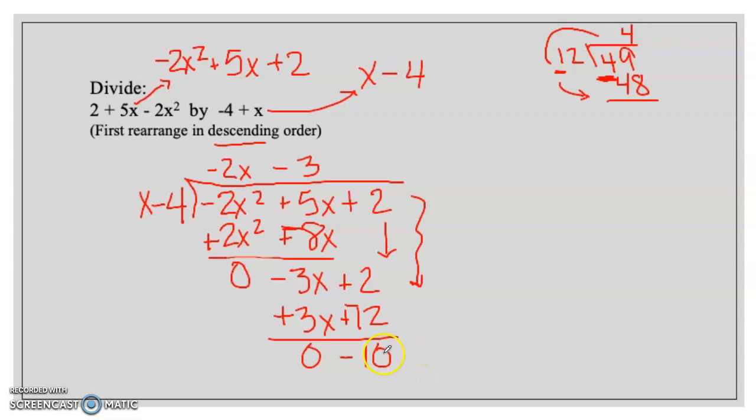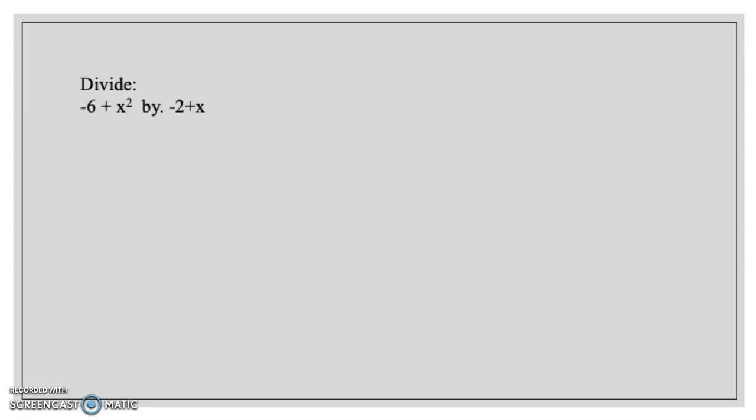Remember how we write remainders? We write minus 10 over this first divisor, x minus 4. And ta-da! This is my answer. It's long, but stick with it. It's doable. Let's try another one. This one's a little tricky.